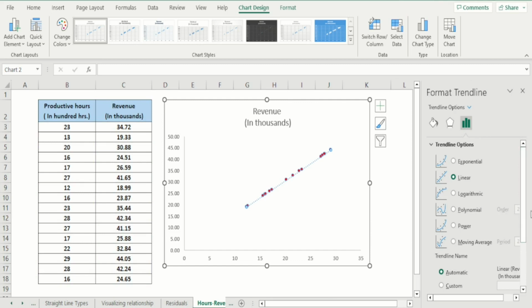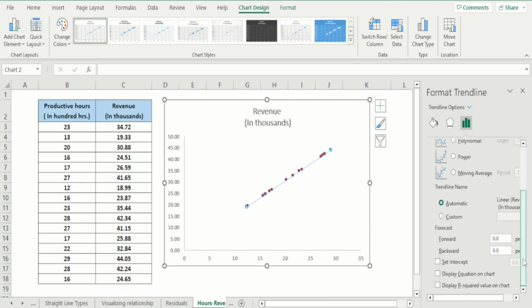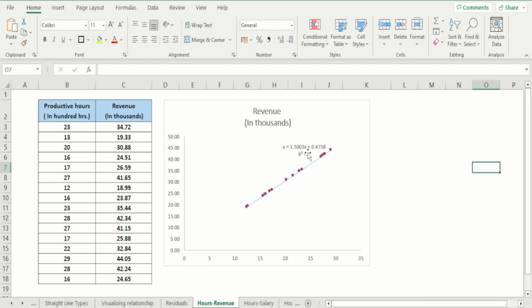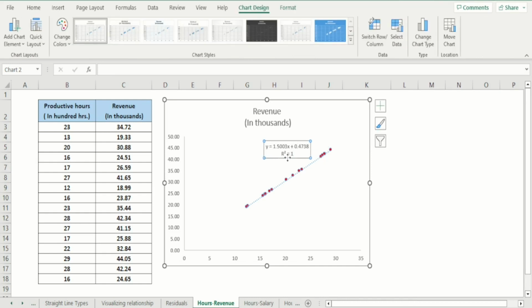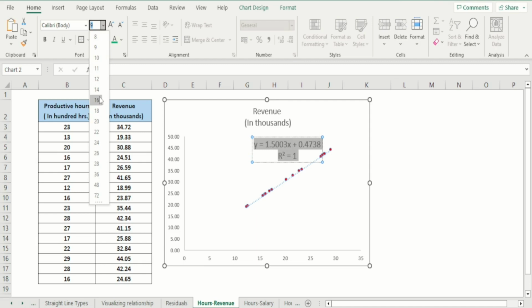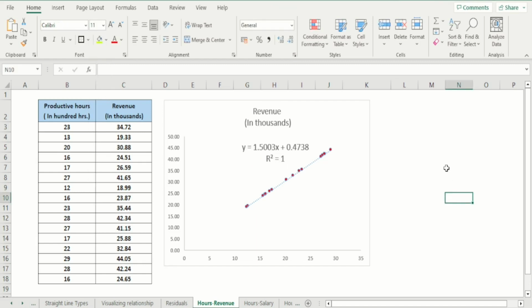Within more options, if you scroll down, you'll see that there are options called display equation on chart and display R squared value on chart. So let's go ahead and select both of these options, right? And the trend line option out here is linear. So there we are. Once we select it, Excel gives us a way to understand the estimation. So let's look at this estimation in a better way. So let me just increase the font, and there we are.